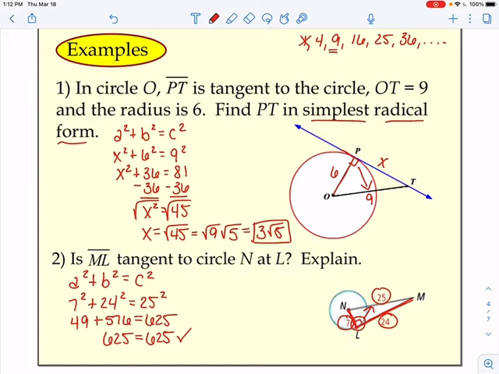Okay, so yes, it is tangent, because it forms a right angle. And again, you know it forms a right angle because you just used the Pythagorean theorem, which is only good for a right triangle.